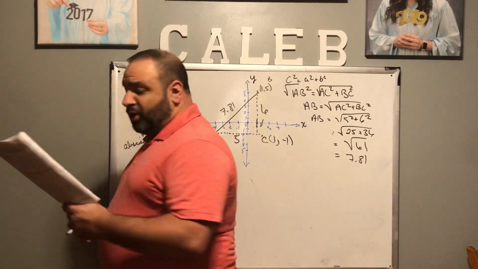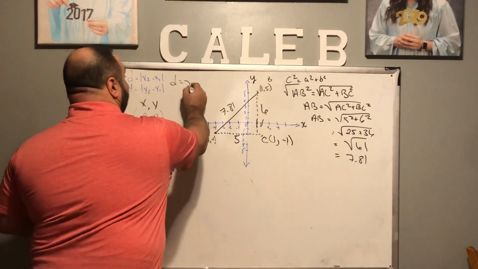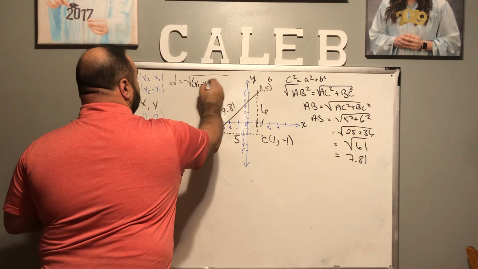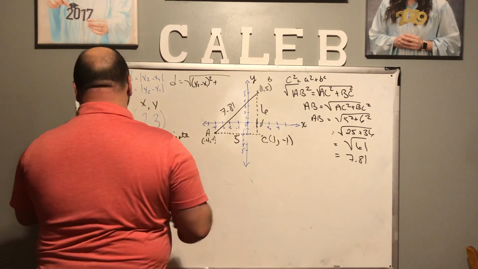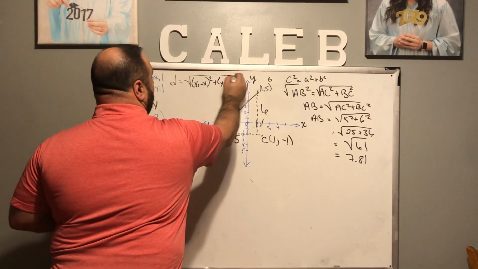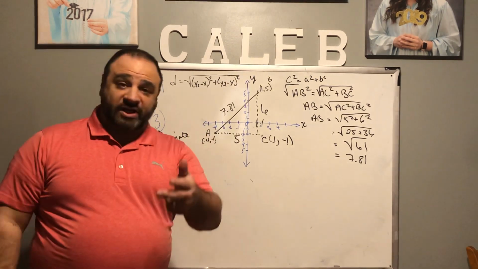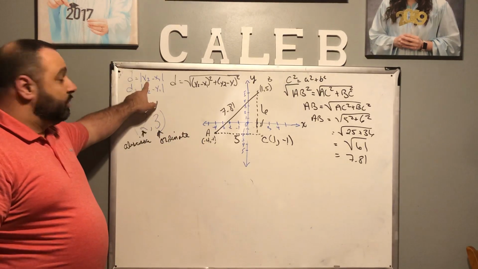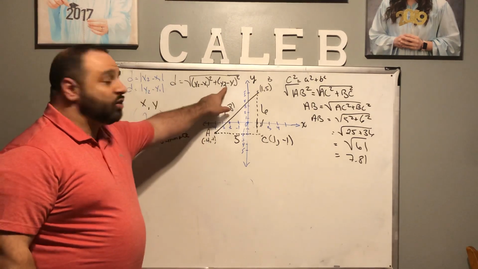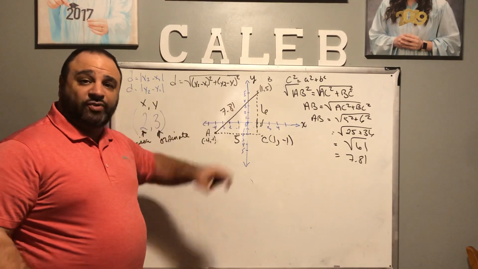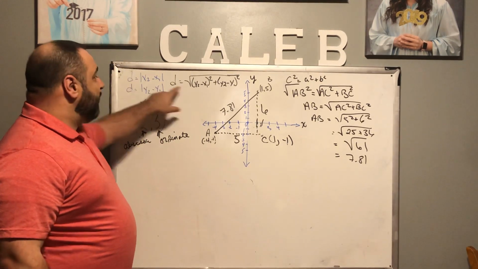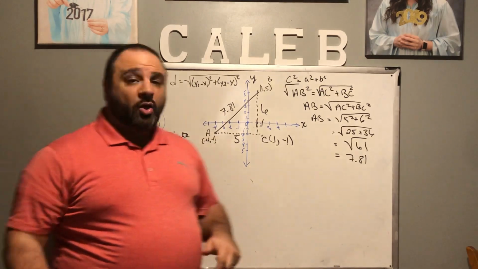Distance equals the square root of x2 minus x1 squared plus y2 minus y1 squared. Now, can I draw your attention to the board? You see here, right? x2 minus x1 and y2 minus y1. So for the distance formula between 2 points that are different, we're just simply going to find the square root of x2 minus x1 squared plus y2 minus y1 squared.